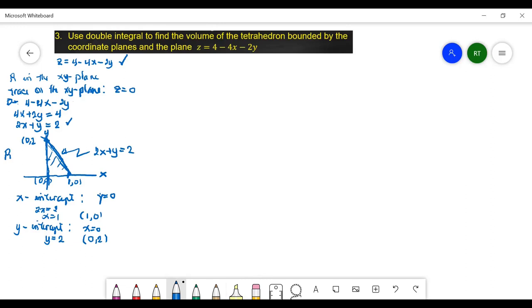And from the region R, we can actually determine the limits of integration by getting the interval of y and interval of x. Actually, pwede namang vertically simple or horizontally simple to pareho. Okay? Because look at this, no? Meron tayong mga equation, no? 2x plus y is equal to 2. Okay? We can easily solve for y in terms of x or x in terms of y.